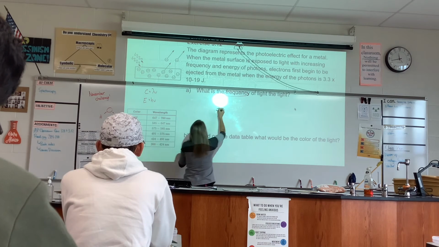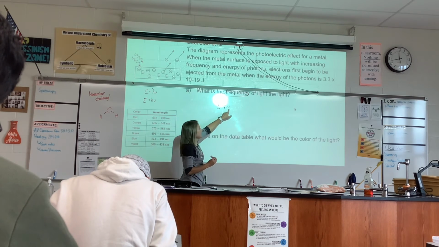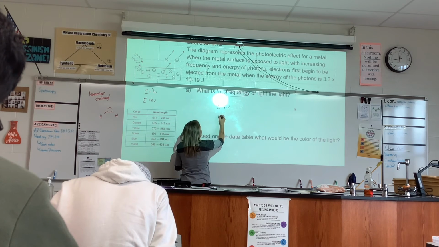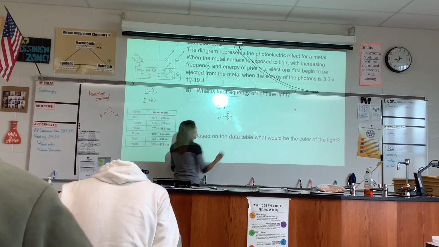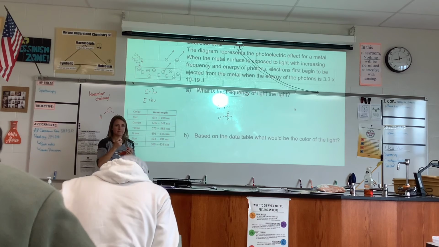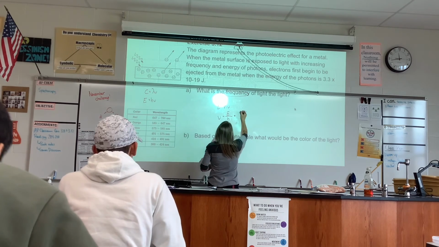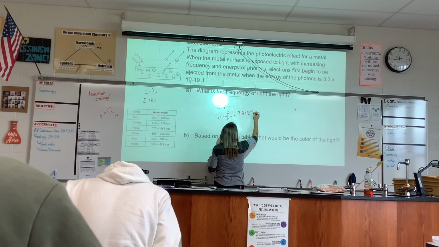So I'm going to take this equation and rearrange it so frequency is on its own. I'm going to divide by H. So E over H equals frequency. Good, that's E. Okay. All right, what was the energy? 3.3 times 10 to the negative 19 joules.